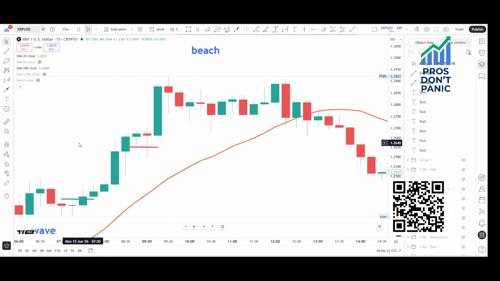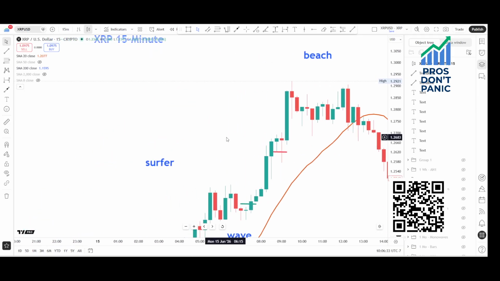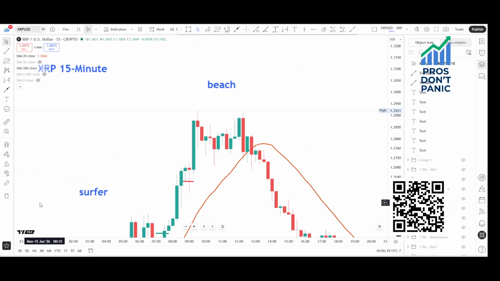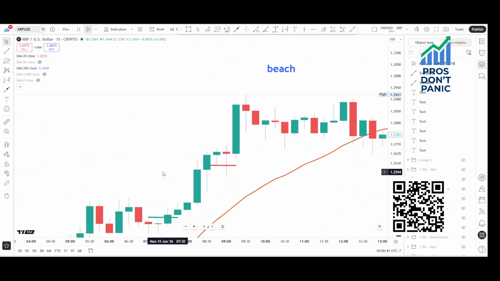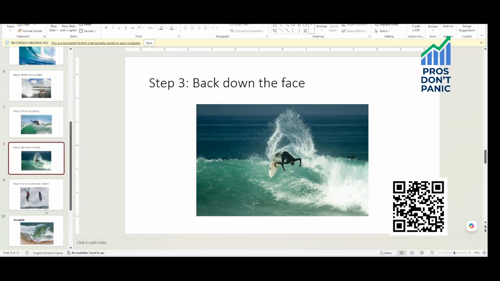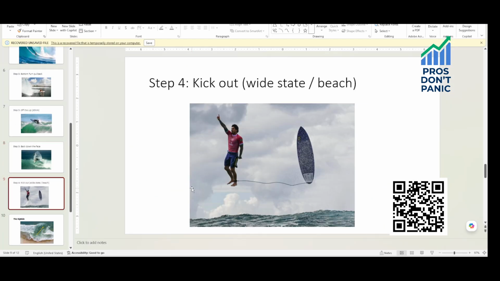We are going to go now into step 4. Step 4 will be kick out of the trade. So I'm just going to go right into step 4. Step 4 is kick out of the trade. Where do we kick out of the trade? Well, wherever the market kicks us out, that's it. This is kicking out of the trade or kicking out of the wave. We're going to get off the wave and we're going to have a good time.